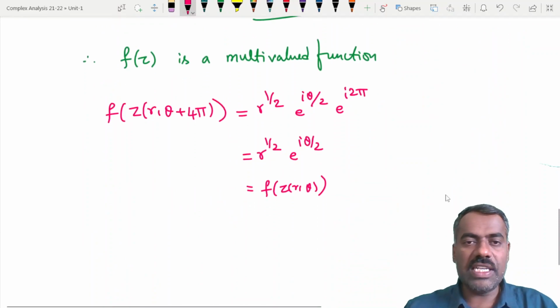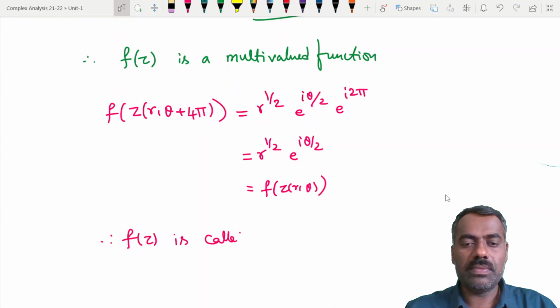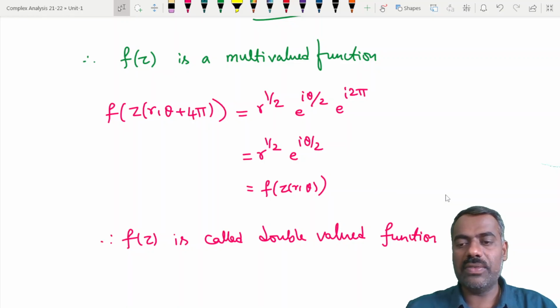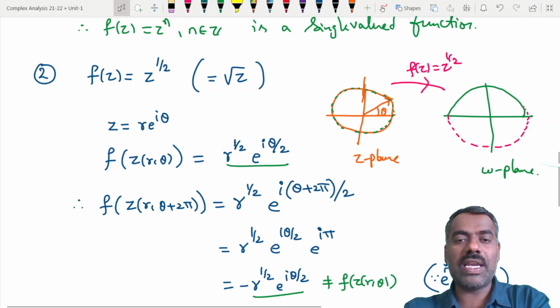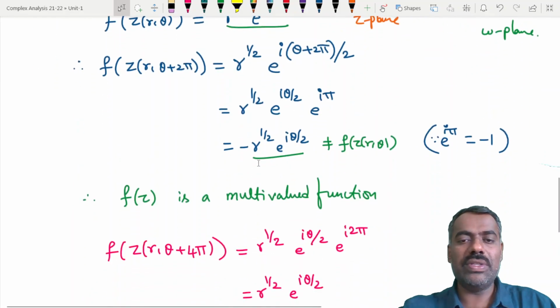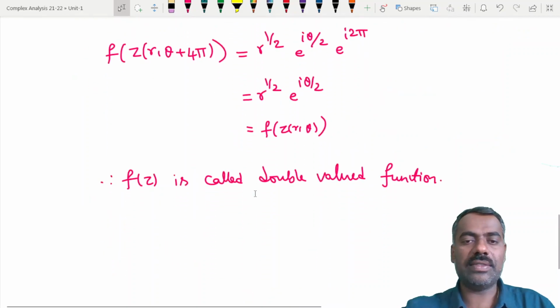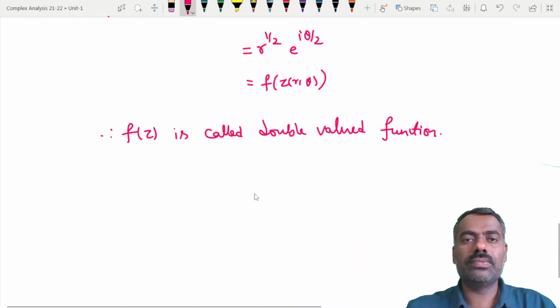So this function is not only a multivalued function, it is in particular called a double valued function, because it is taking two different values. One is plus r power 1 by 2 e power i theta by 2. The other one is minus r power 1 by 2 e power i theta by 2. Even if you increase further, you will get the previous ones again. Right?